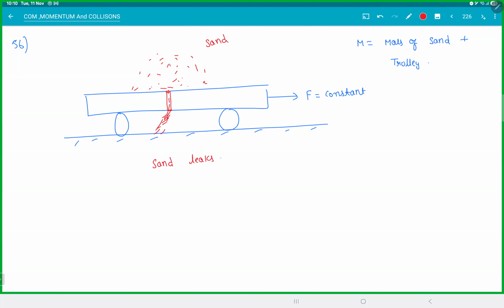I could also say it's a big water tank and water is leaking. Same thing, it works. Sand is leaking at a constant rate of lambda kgs per second. Now see, if the sand had been constant, the acceleration would be constant, and your life would have been easy. So this is the scenario at t is 0. Find the velocity of the trolley at time t. Initially at rest.